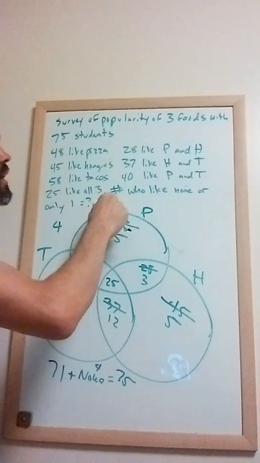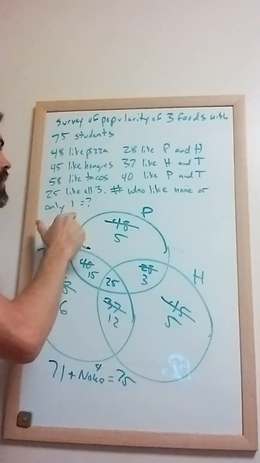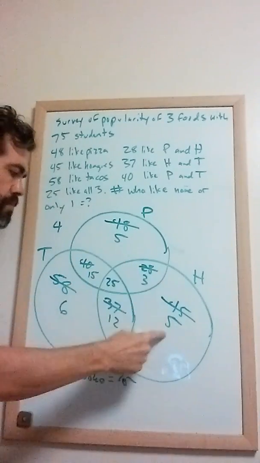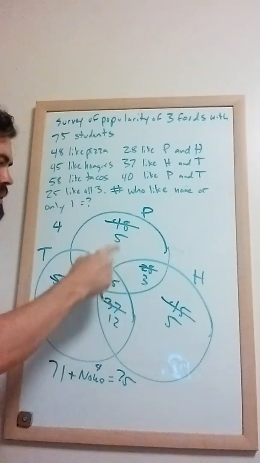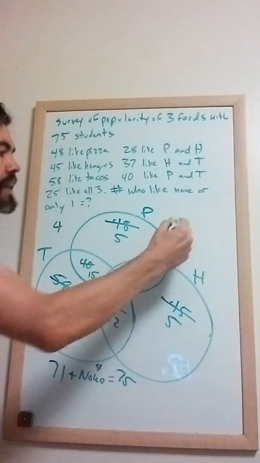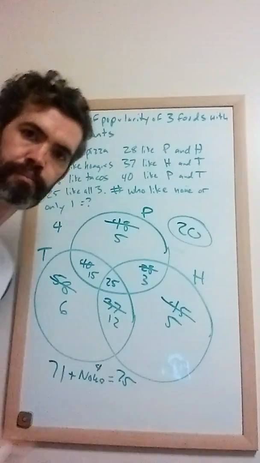But the question is not how many like none. The question is the number of people who like none or only 1. All right. Well, who likes only 1? This group, and this group. So I just add these. 5 plus 5 plus 6 is 16. Add 16 to 4, and I get 20. And that's the correct answer.